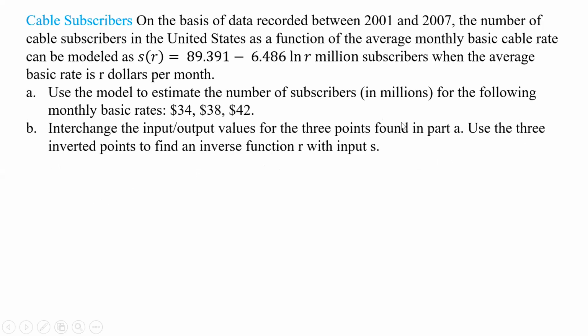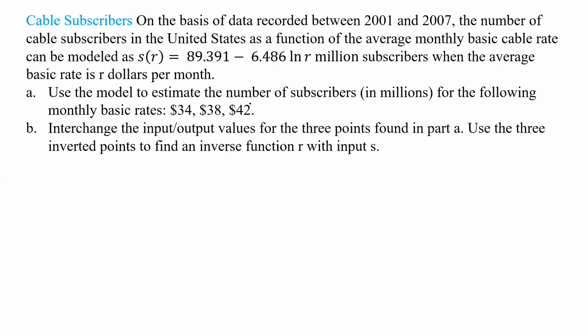All right, so let's look at this one, cable subscribers. What we have is a function, S of R equals 89.391 minus 6.486 ln of R. It says the number of cable subscribers in the US as a function of the average monthly basic cable rate can be modeled by that. So R is the cable rate, and S is the number of subscribers in millions. And what we want to do is use the model to estimate the number of subscribers in millions for the following monthly basic cable rates: 34, 38, 42.